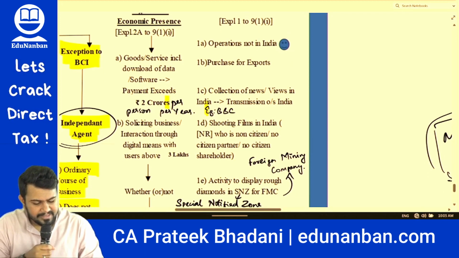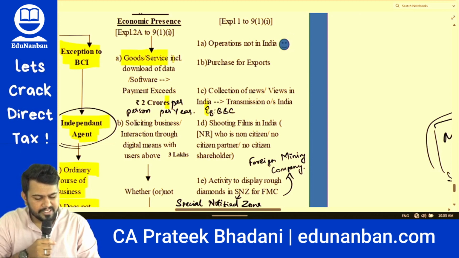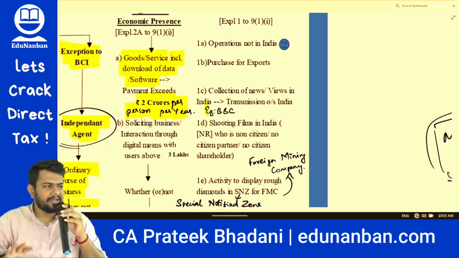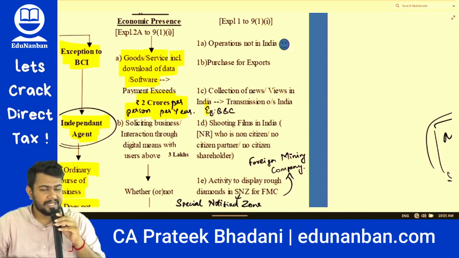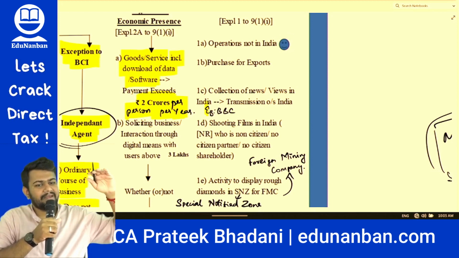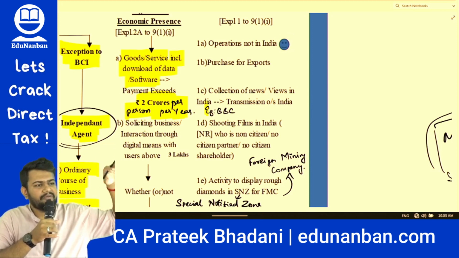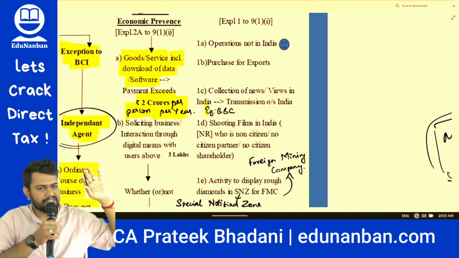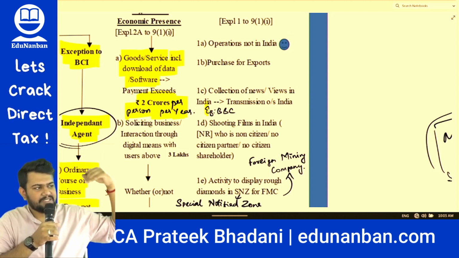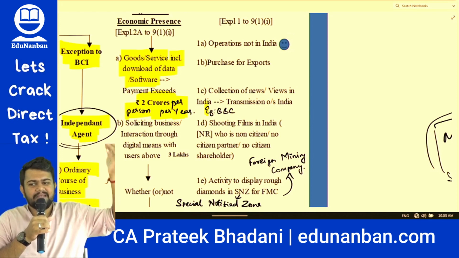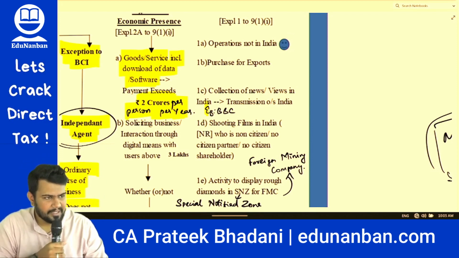If a non-resident is providing goods or services, including download of data or software, where the payment per person per year exceeds 2 crore rupees, they will be covered under significant economic presence. Hence, from whomever they are collecting more than 2 crores, this entire amount together will be called significant economic presence. Significant economic presence means business connection. Business connection means what? Deemed to accrue or arise in India and hence taxable in India.